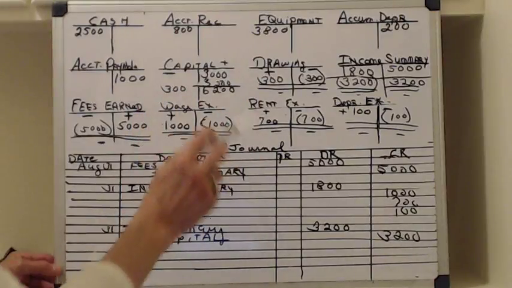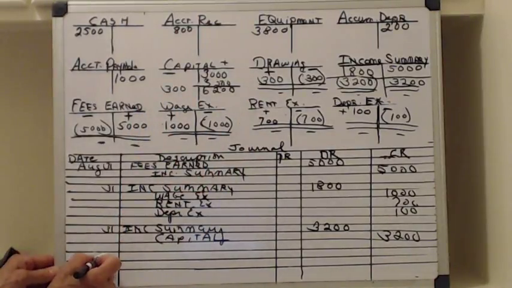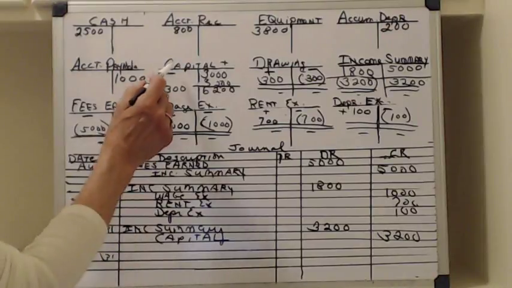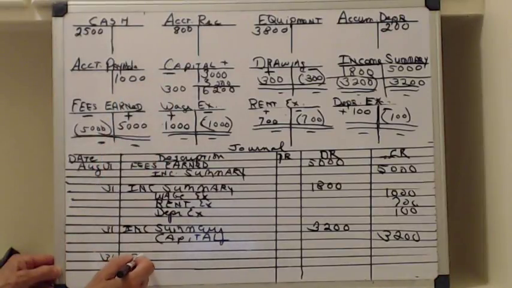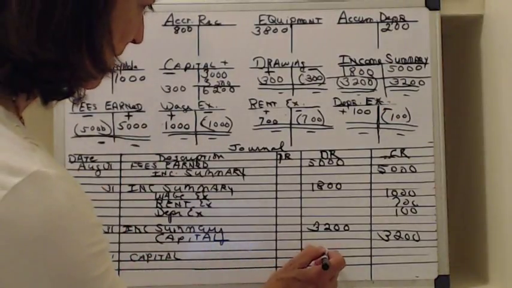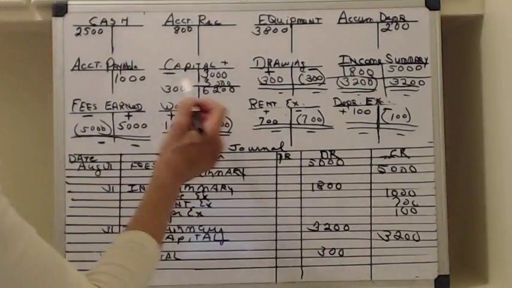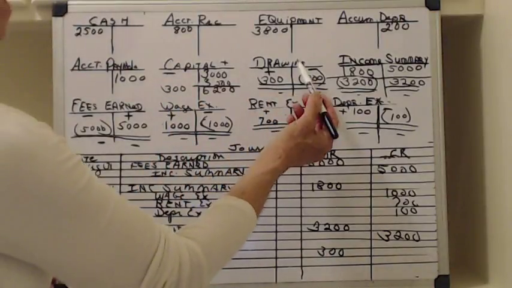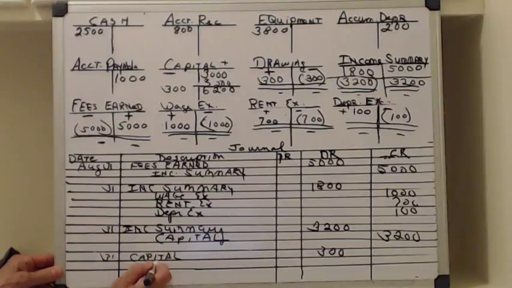So I'm going to write now my last closing entry. Capital was my debit. So I'm going to write Capital first. We always write the debit first. So Capital, 300 debit, and the drawing I credited to close it out. Drawing is on the credit side.